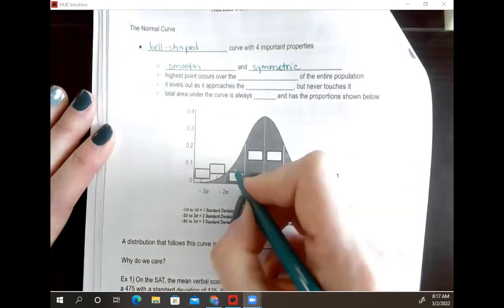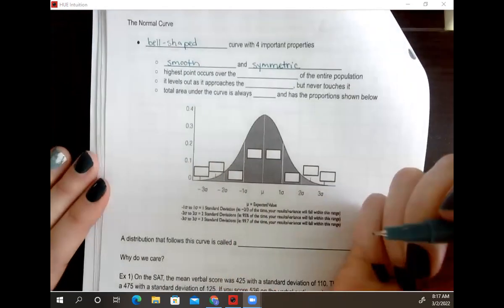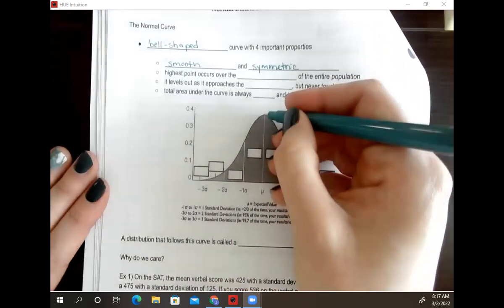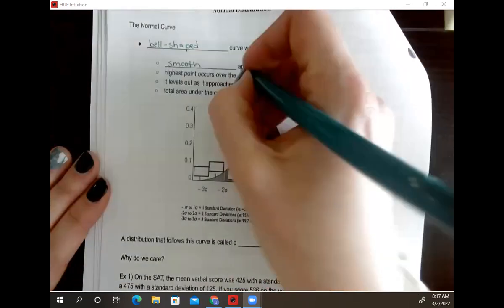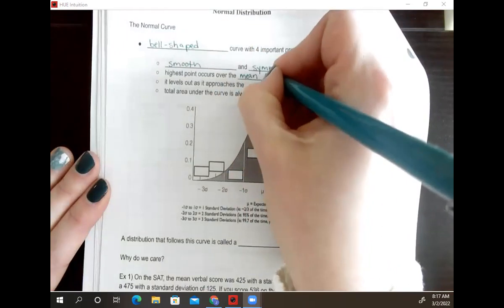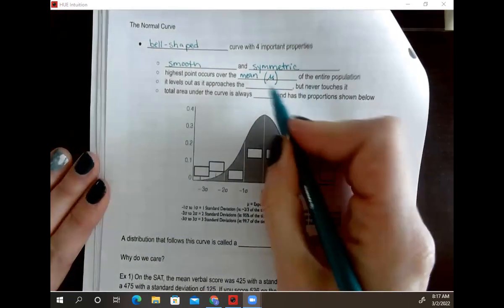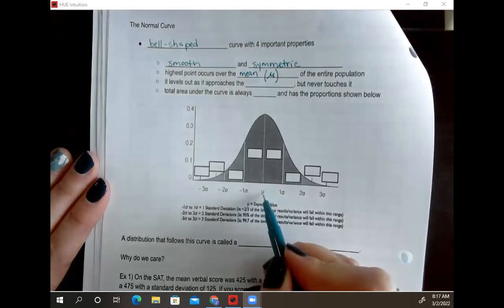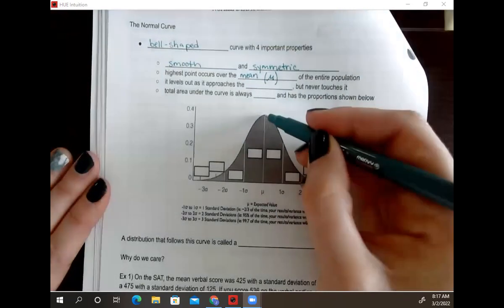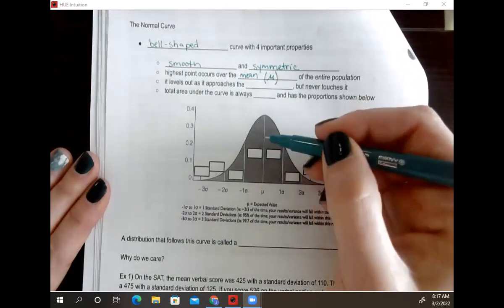It's a curve. It doesn't come to a point. It's not the shape of an absolute value function. Again, it's a smooth bell-shaped curve. The highest point of our curve occurs over the mean, and we've got a little new notation here. We're going to see the mean represented with this symbol here. It's a Greek letter. So when we see this, that's the mean, and that's the highest point of our bell curve. The mean of the population is in the middle, the highest point of our bell curve.